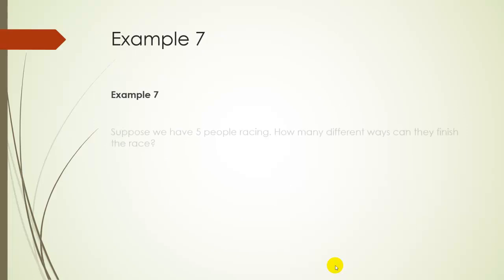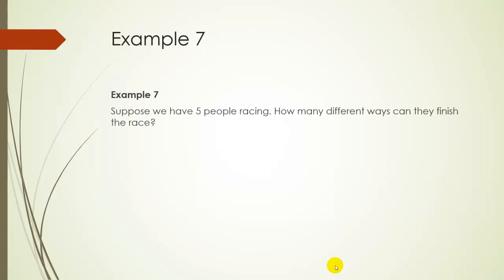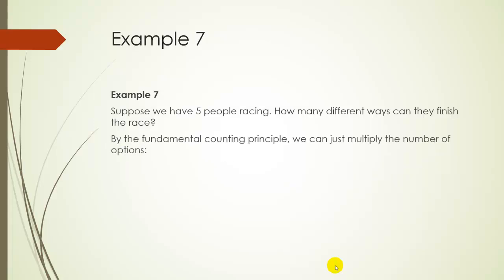For example 7, suppose we have 5 people racing. How many different ways can they finish the race? So again, we can just multiply using the fundamental counting principle. Multiply the number of options for first, second, third, fourth, and fifth place. So if 5 people are racing, there's 5 different people that can place in first. However, once one of those people finish, there's only 4 options for second place. And again, once those first 2 people finish, there's only going to be 3 options left for third, etc. So it's just going to be 5 times 4 times 3 times 2 times 1.